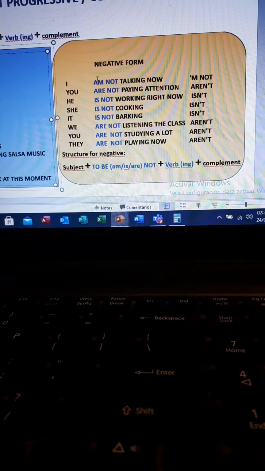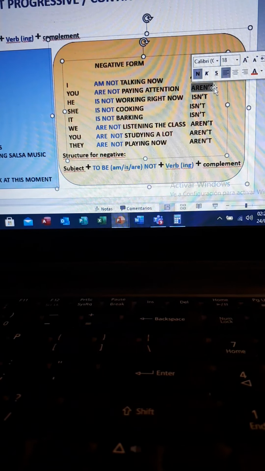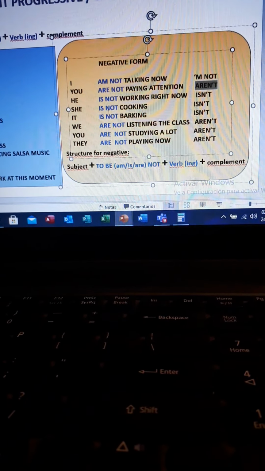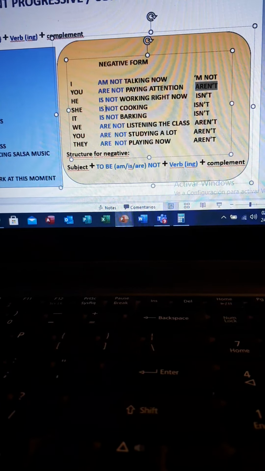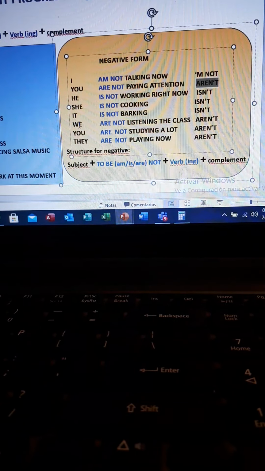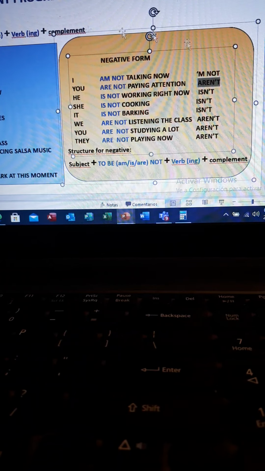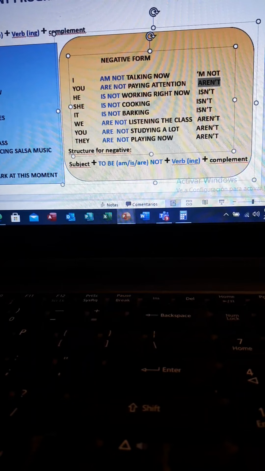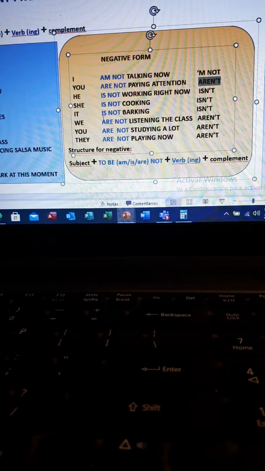So you can use the full form or you can use the short form. It is the same. But be sure to work with the correct auxiliary. So you have to pay attention to the pronoun, if it is singular or plural. And the action with ing goes in all the situations, with all the names, all the pronouns, because the difference is in the auxiliary.